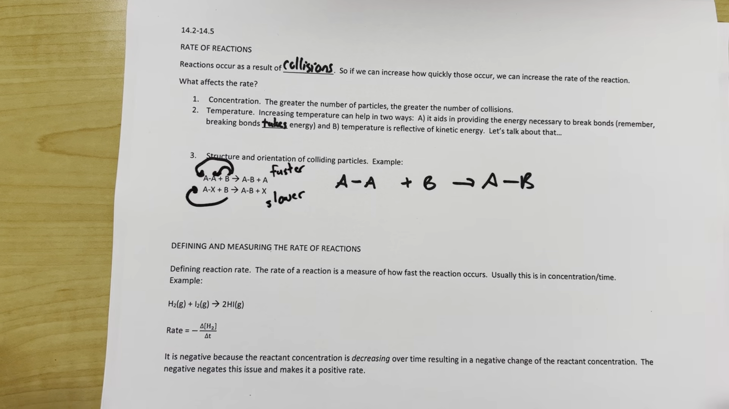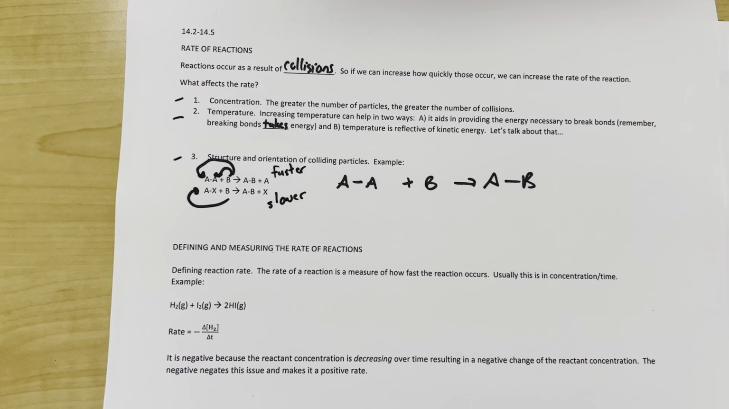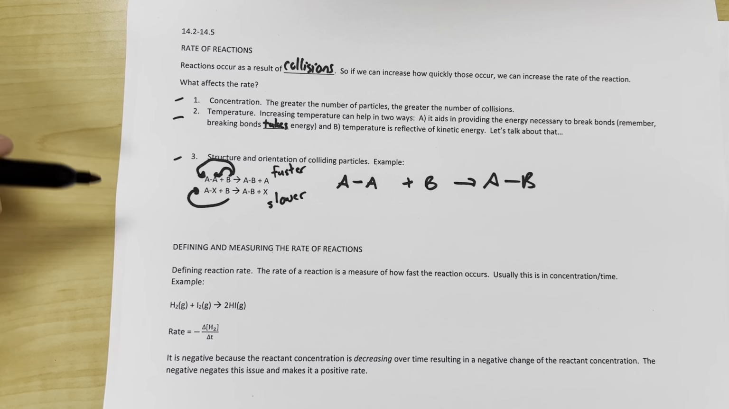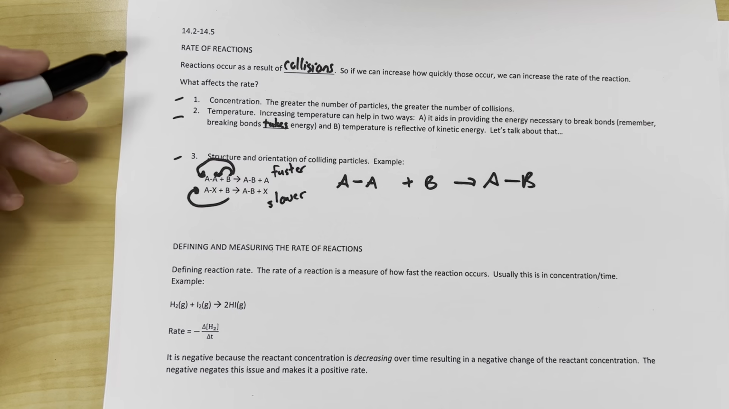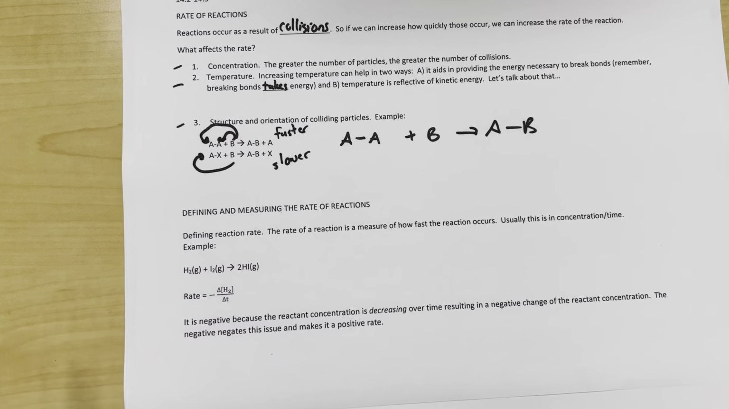So those are the three main things that we would talk about in terms of what increases the rate of the reaction. Again, the number one determining factor is how many times it is going to collide. And if we can enhance the number of times something is going to collide, we can enhance the rate. All right, so let's talk about defining and measuring rate of reactions.